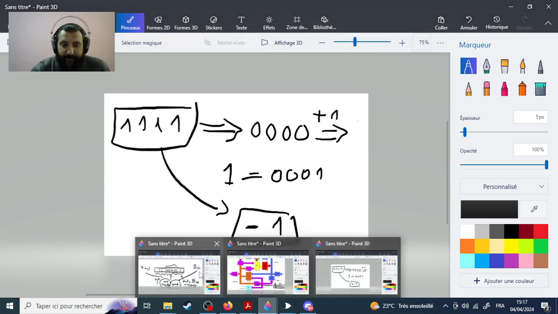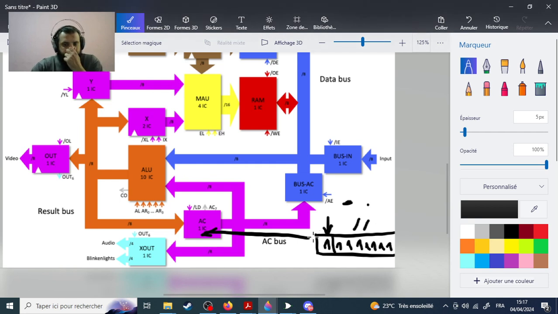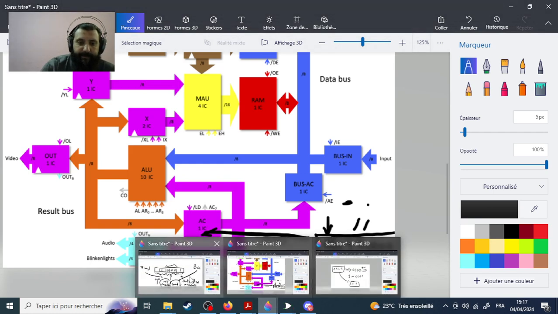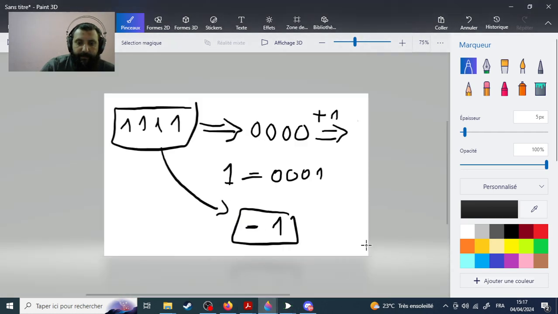We have this value. You have to do the same operation, and you have to give me the value of this value on 8 bits. Okay, did you understand that? Should I repeat? It's very simple. I will resume the operation. The operation is very simple.